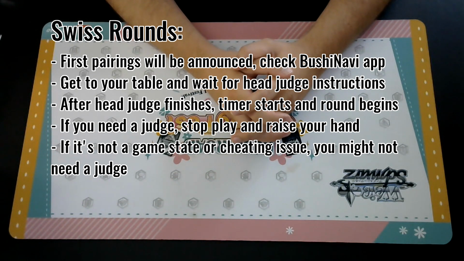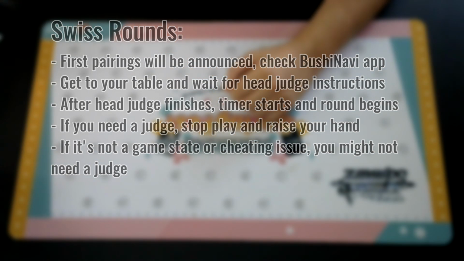If it requires a change in game state, or if it's a reveal of information that's not supposed to be revealed, or other major infraction, raise your hand. Make sure you get the judge over there for that. But if it's a simple thing that doesn't affect game state, you don't need to bother the judges with that. You only want to bother the judges with stuff that actually matters.